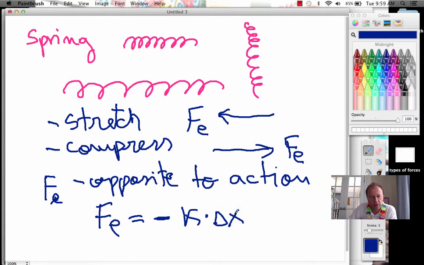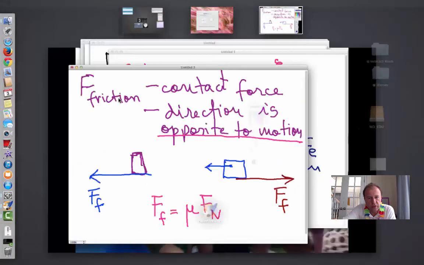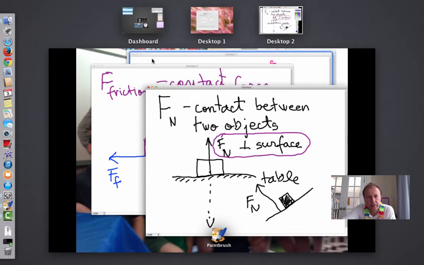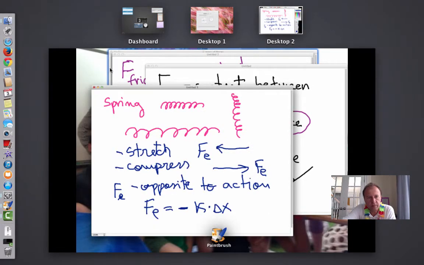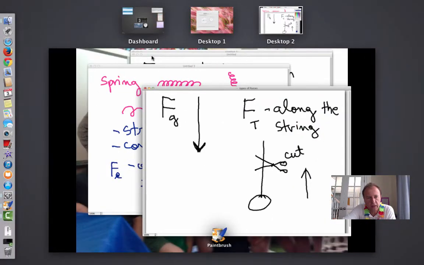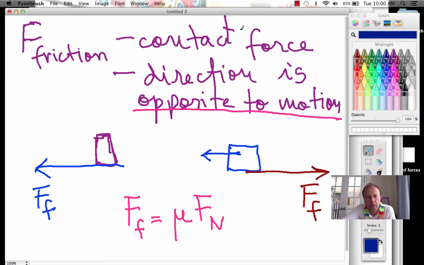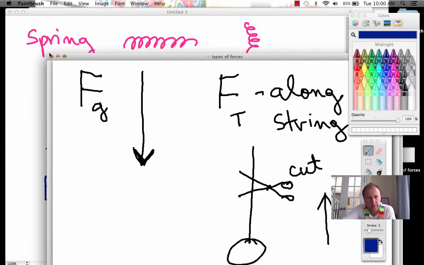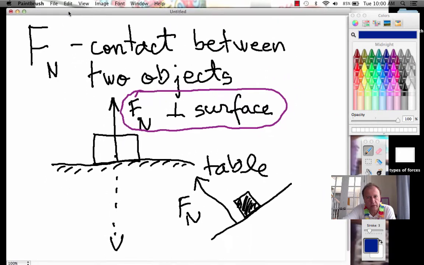Okay, so I think we covered all the basic forces. Let me quickly review again. We have the force of gravity, the force of friction, the normal force, and we did the spring. Actually, I think I should be doing it this way, as a review: force of gravity, spring force, the normal force. Okay, now let's try to put them to work in different examples.